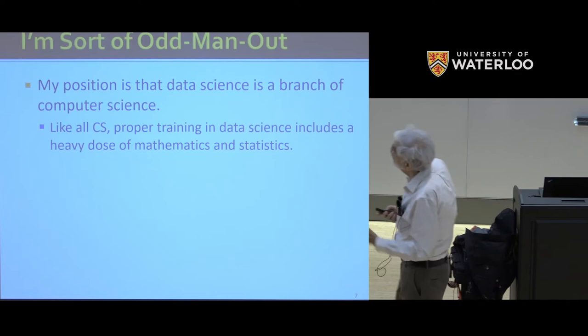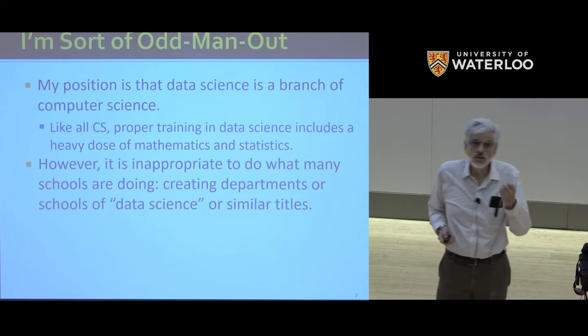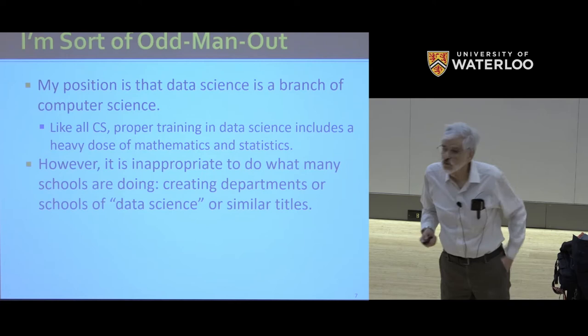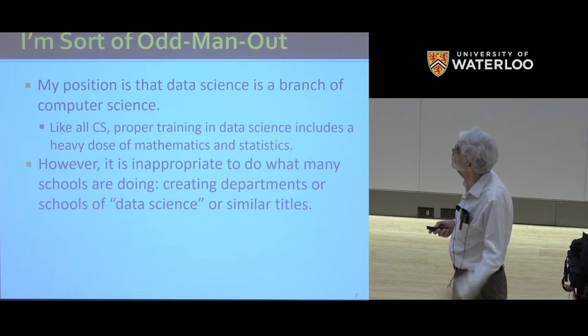And in fact, not only statistics, but all sorts of mathematics. I do not think, though, that data science is a subject that lives outside of computer science, and that setting up a department of data science or something like that, or there are a number of universities where they've set up things. They don't often call it data science. They call it, you know, School of Information or something like that, and that's not a good idea. My personal opinion.